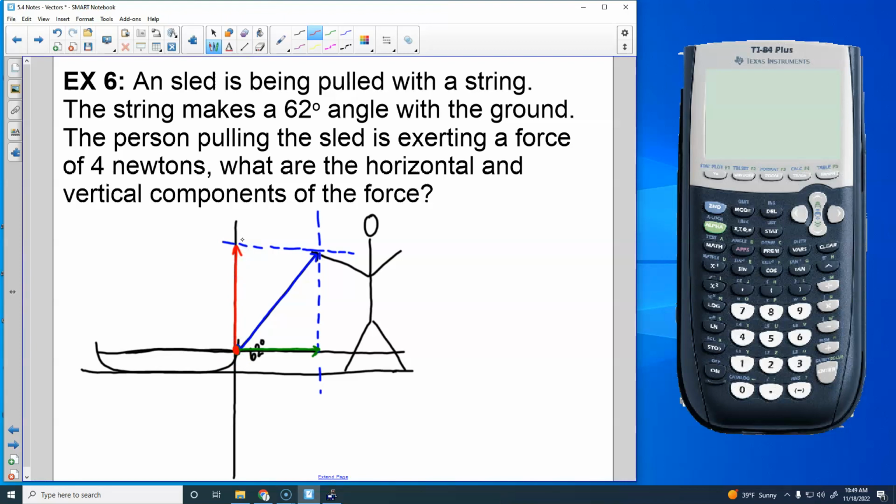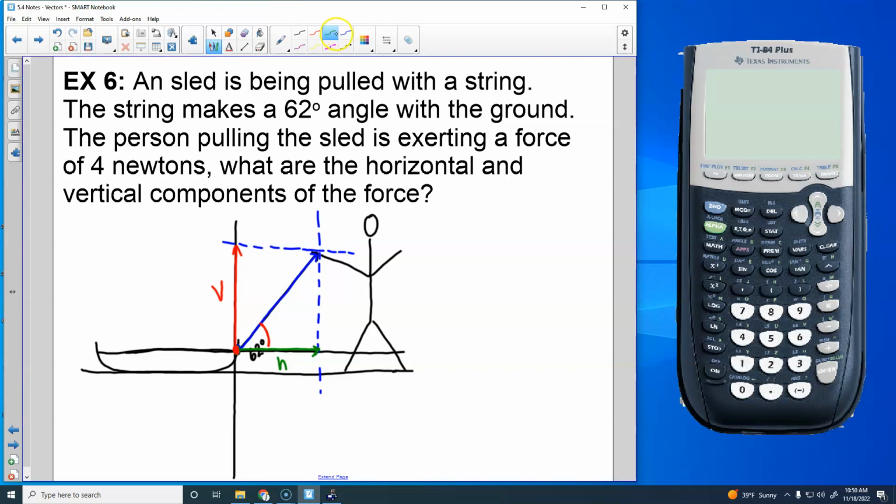When I draw this, I just happen to draw it with everything to the right-hand side. There's no reason we couldn't draw it the other way, like they're pulling the sled that way instead. Everything's backwards here, so I just chose to draw it this way. It doesn't matter which direction you draw. Since I know this angle right here is 62 degrees, and I have a vertical and horizontal component, I'm going to call this right here V and this H, just so I can remember it's vertical and horizontal.